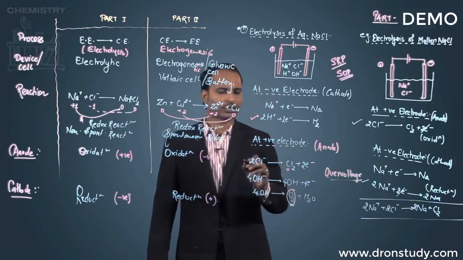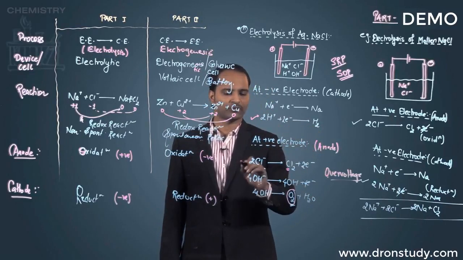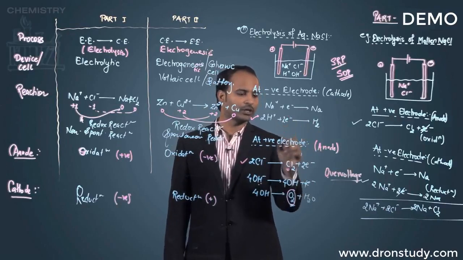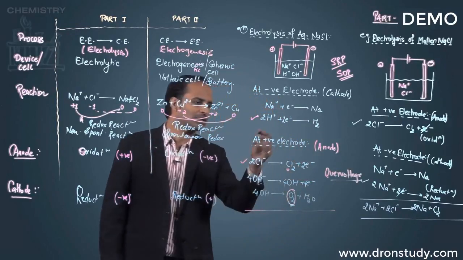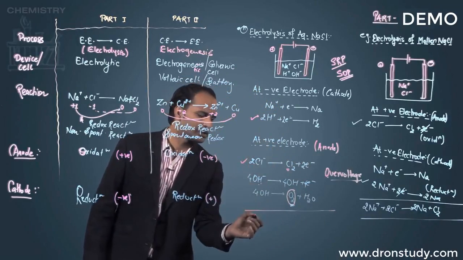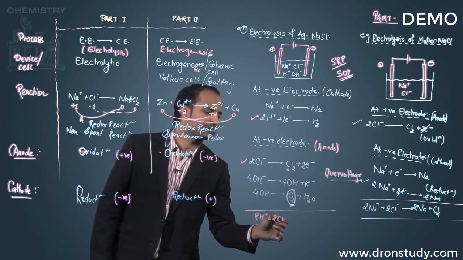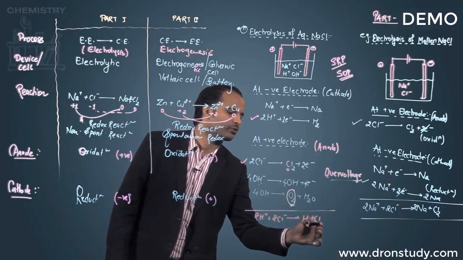Okay, so from the cathode we are getting H2, and from the anode we are getting chlorine. Now let us add both the reactions. The electrons will get cancelled, and as the net reaction, we get 2H+ and 2Cl- giving H2 from here and Cl2 from here.